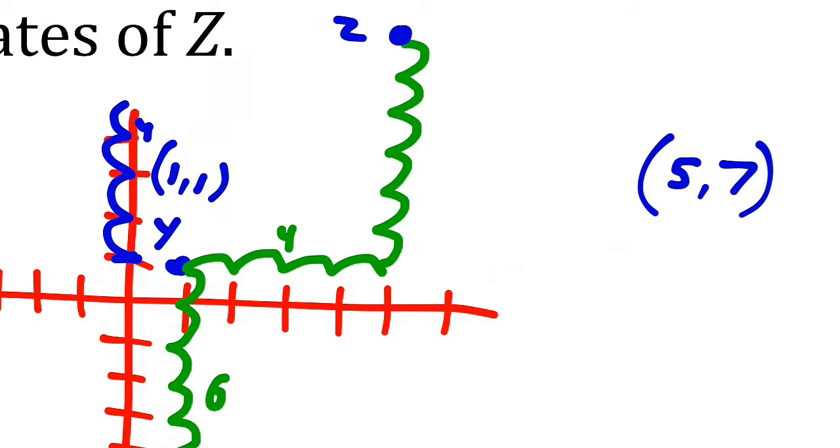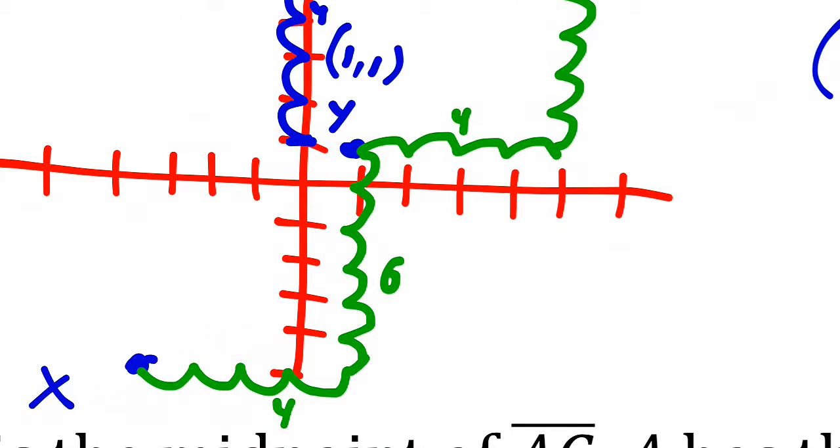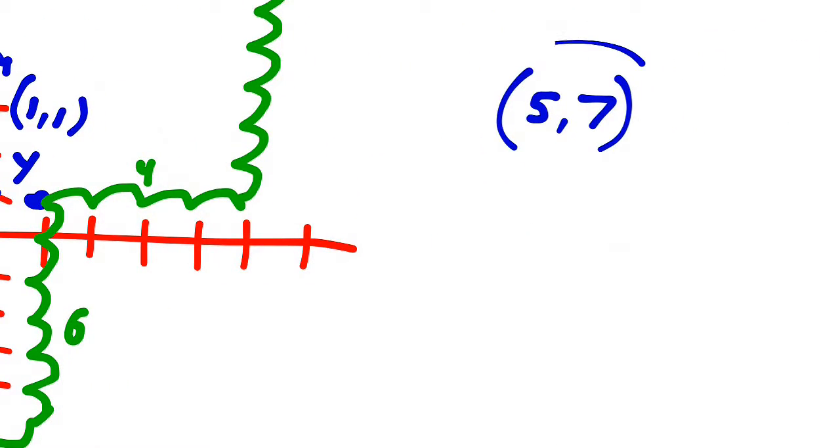Alright, so the bottom line is, you know one point, you know the midpoint, figure out how to get from here to there, and then just do it one more time to get all the way. Final answer though, (5, 7).